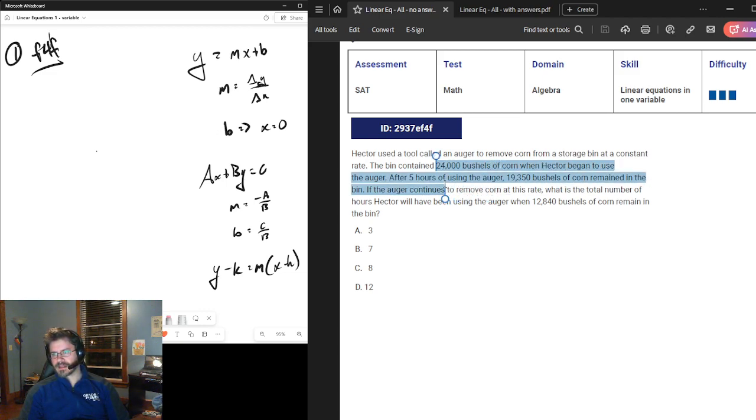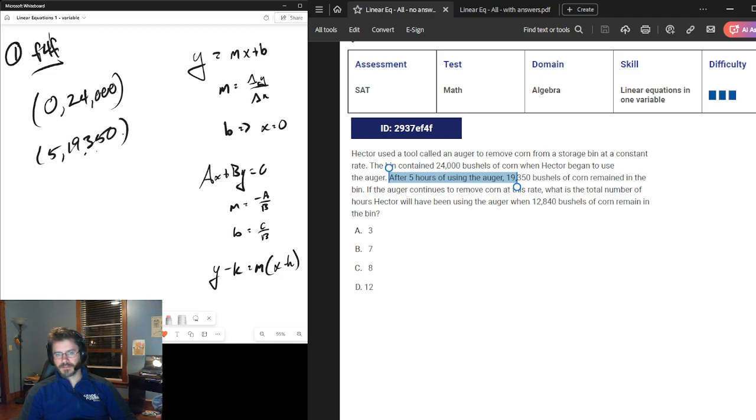That phrase right there tells us that that is our y-intercept. After 5 hours using the auger, this is a coordinate point right here. So we have the y-intercept at 0, 24,000. And we have another coordinate point at 5, 19,350. If the auger continues to move the corn at this rate, what is the total number of hours? So what is x when we reach 12,840?